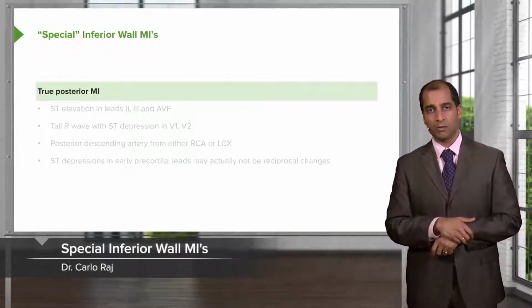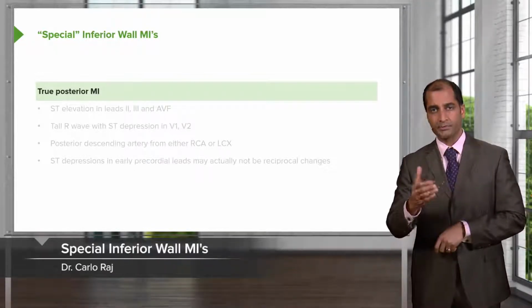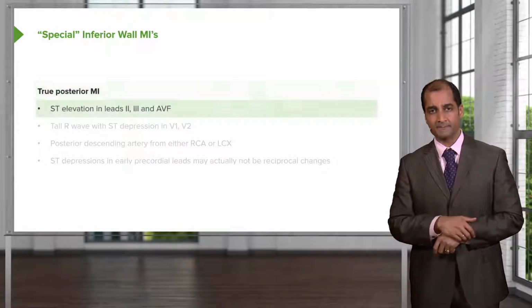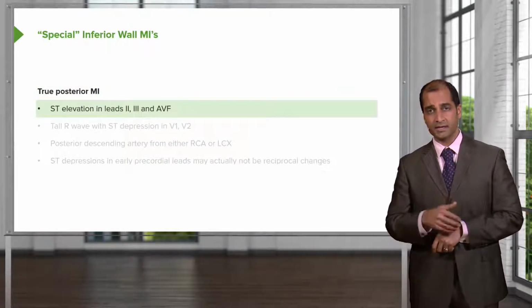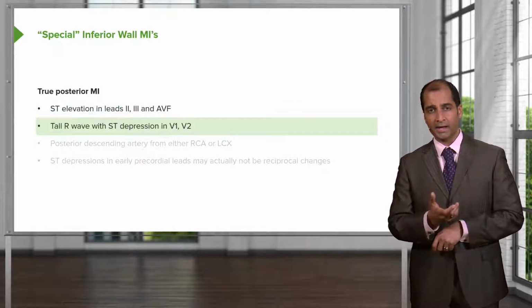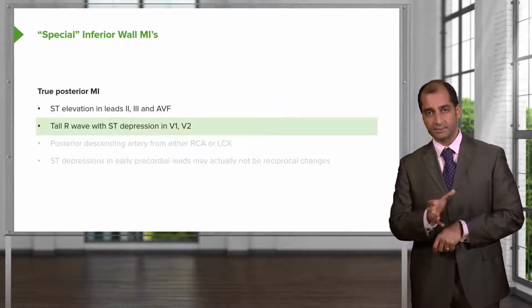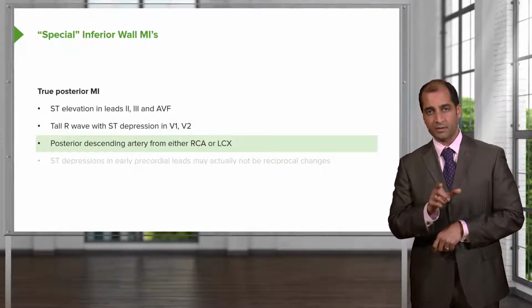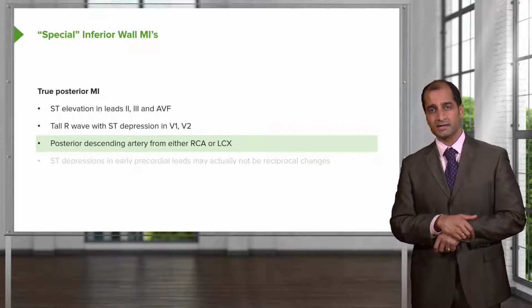Now, special inferior wall MIs, quickly I'm going to run through this. A true posterior MI: ST elevation in 2, 3, aVF, right coronary artery, along with inferior leads. Tall R wave with ST depression in V1, V2. Now, what that means, I'll tell you in a second.